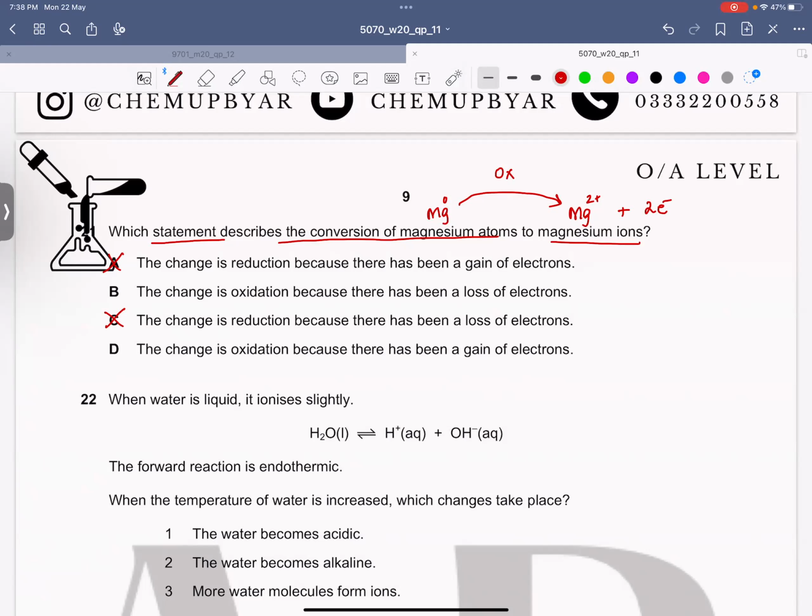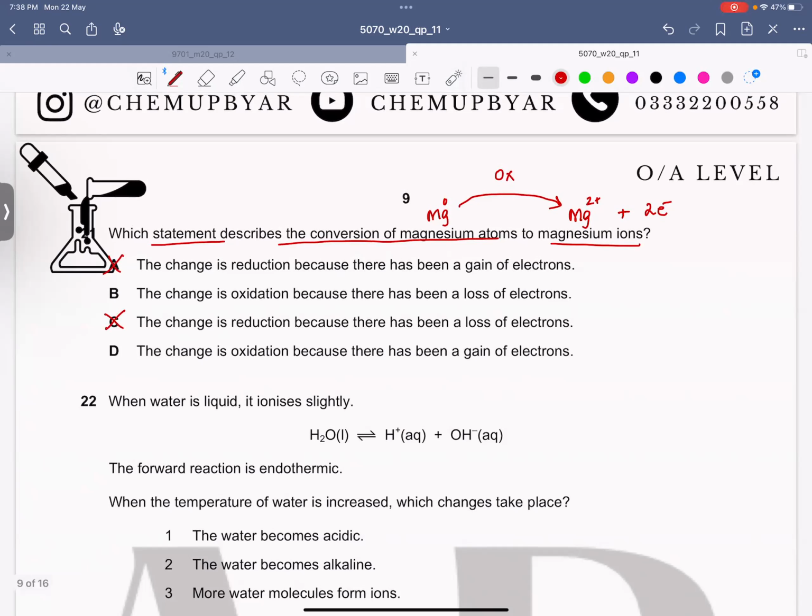Now, the change is oxidation, because till here B and D both are correct. There has been loss of electron, which is the correct statement. There has been gain of electron, which is the wrong statement. So your correct answer is B. Is this clear?